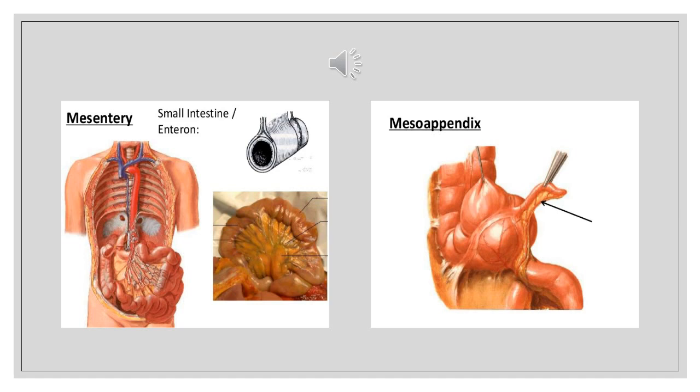So you can see in this picture the small intestine, which is suspended by the fold called the mesentery, and the appendix, which is suspended by the peritoneal fold, the mesoappendix.